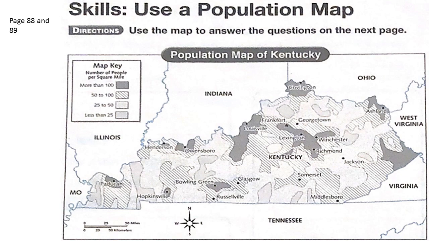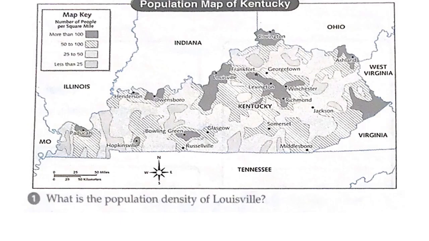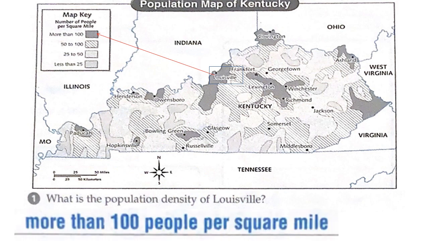Let's begin answering questions. Question number 1 is, what is the population density of Louisville? And the first thing I'll do is I'm going to locate Louisville on the map, right? So that's where Louisville is, and I can see that it is a dark, solid gray color here. That means that the population is more than 100 people per square mile. That's how I answer it.